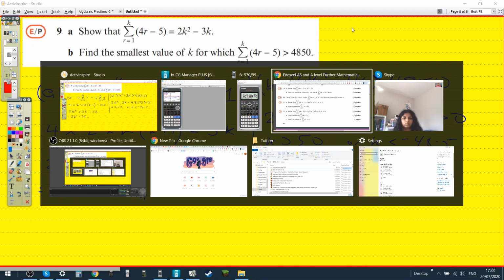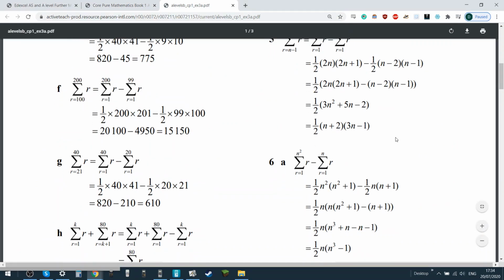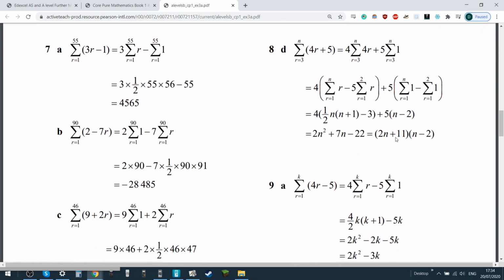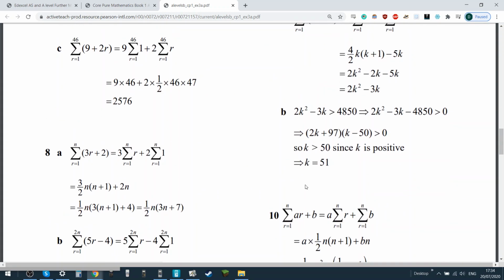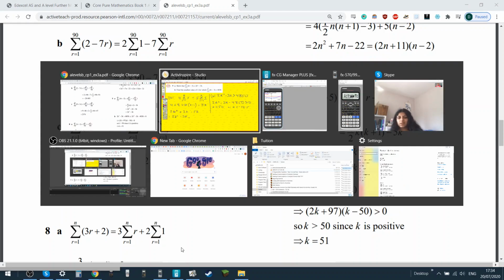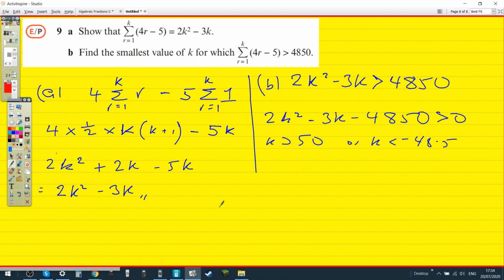Let's see. Question 9. So 51. Okay, it has to be positive. Yeah, because it's counting upwards, I believe. And then it's 51.